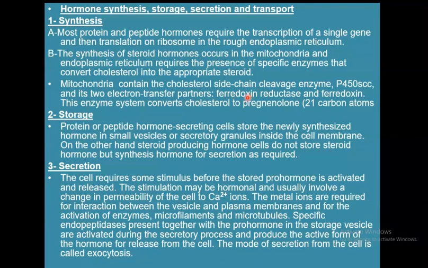And also inside the mitochondria, there are 2 electron transfer enzymes, ferredoxin reductase and ferredoxin, that will help in the synthesis of steroid hormones. But see the difference in the storage. There is no storage for steroid hormones. So the endocrine glands that release steroid hormones do not store them. Once the steroid hormone is synthesized, it is released directly into the bloodstream. This is the difference. So peptide and protein hormones are synthesized from the gene through transcription and translation, and they are stored, and then there is a secretion. But the steroid hormones are synthesized in the mitochondria and endoplasmic reticulum, and they are not stored. Once they are synthesized, they are released directly to the bloodstream.